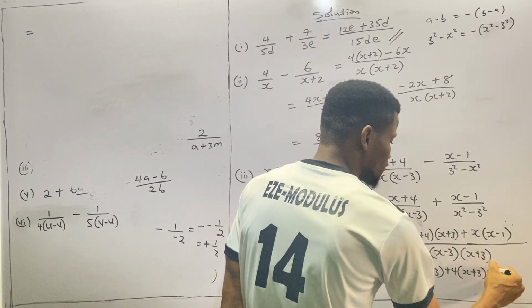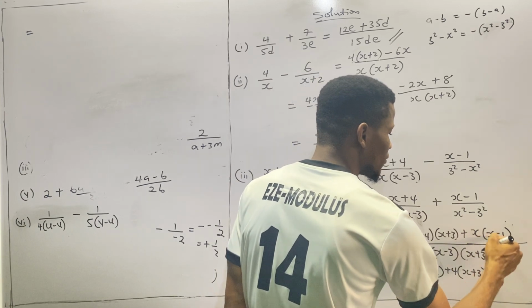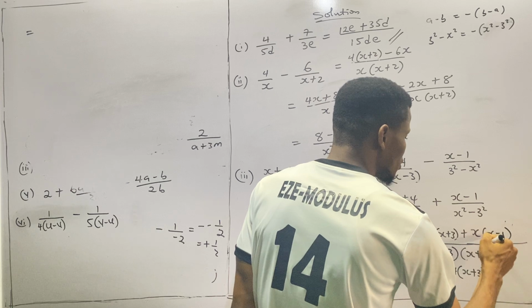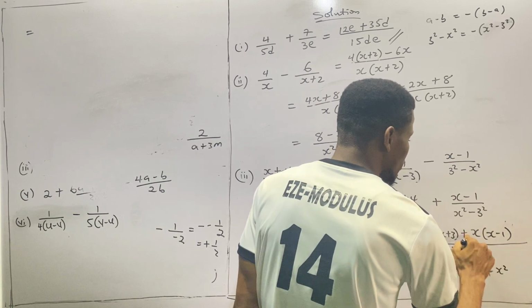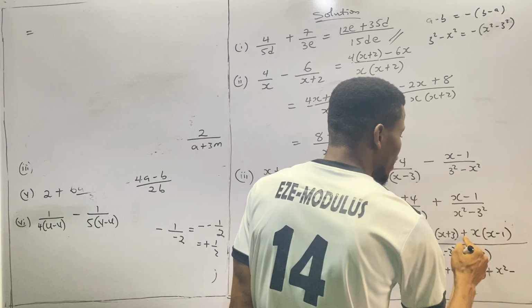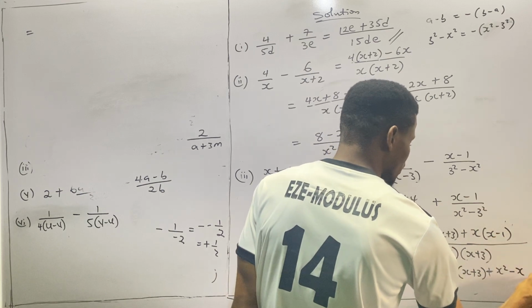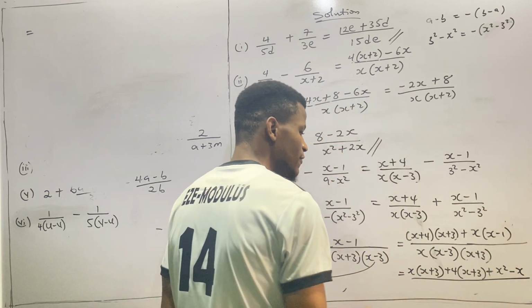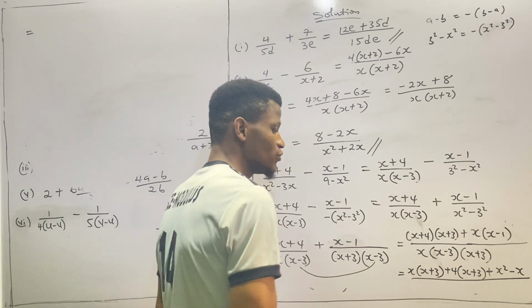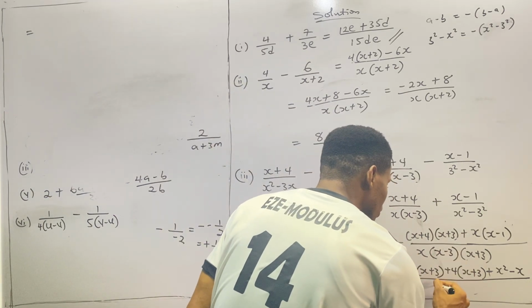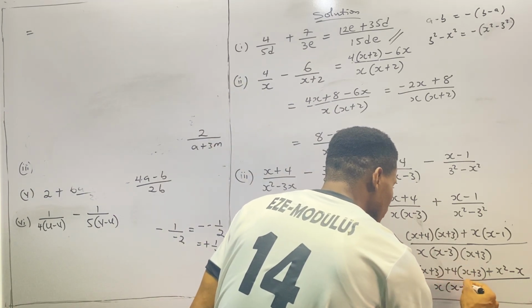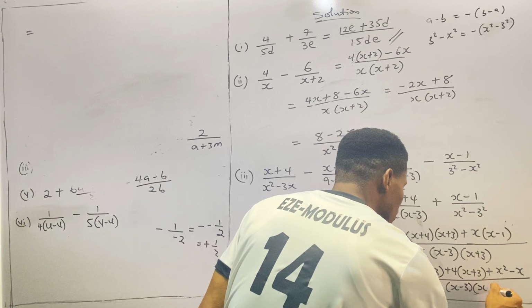Then plus, this is only one term. x times x is x squared, plus times minus is minus, x times 1 is x. All over, no need of expanding this. Just put it in that factorized form, which is x into x minus 3 and x plus 3.